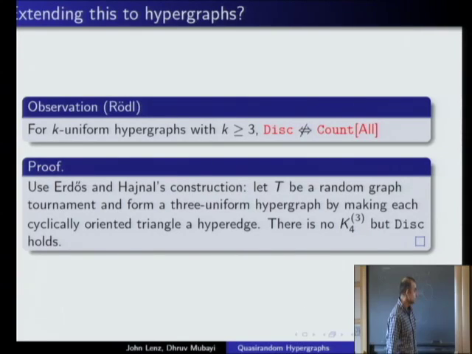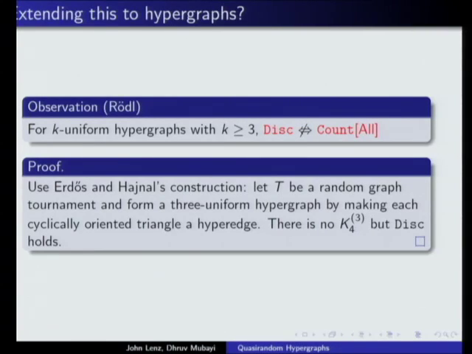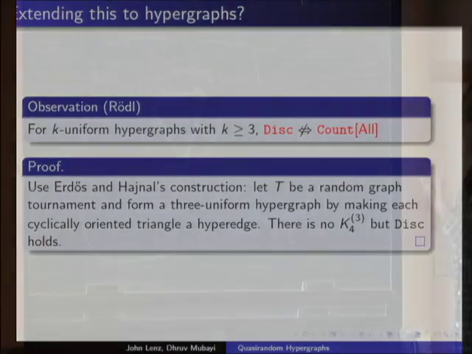But the really interesting part about this is that not only does it fail COUNT-ALL, not only does it fail to have a copy of this hypergraph, which has 4 points and all the triples, K_4^(3) is the complete 3-uniform hypergraph on 4 points. It has 0 copies of it. Not only is it supposed to have n^4 times (1/4)^4 copies of it. That's n^4 times p to the number of edges, but it has 0.